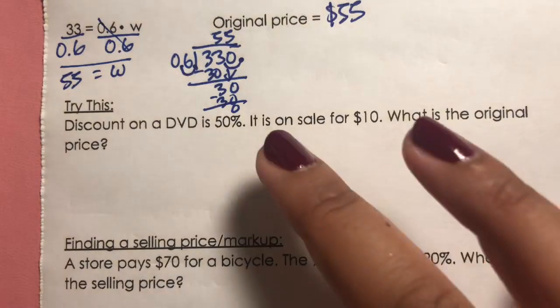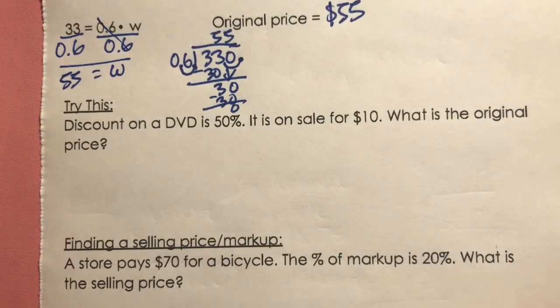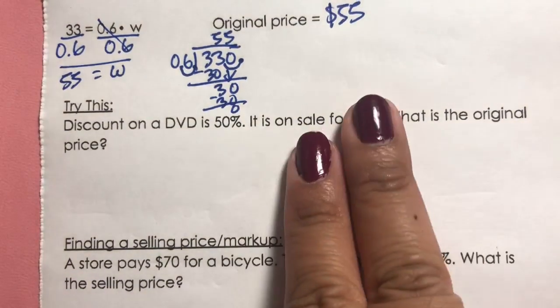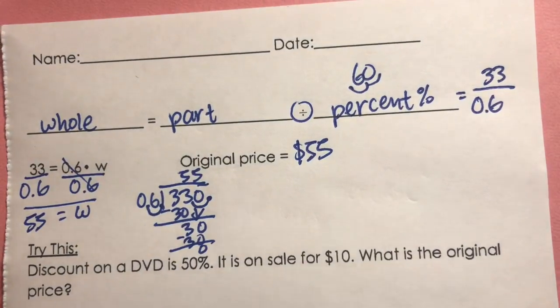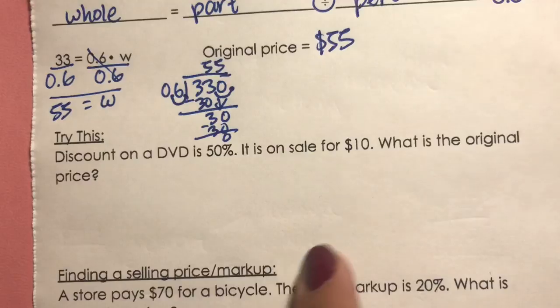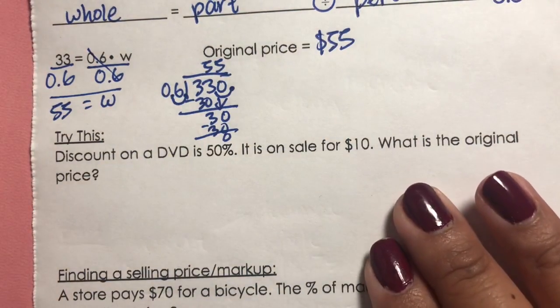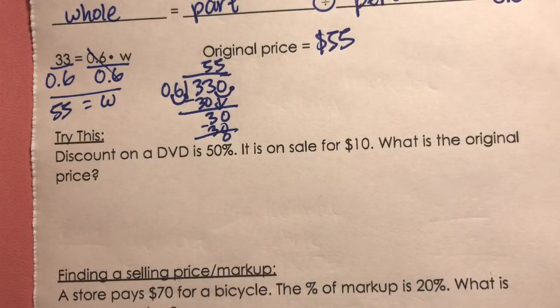So go ahead and try this and attempt it. If you don't understand how to find the original price, look back on this video and look back on this example and just follow the same steps that I did. Then once you've done this try this, move on to the next video. Do not move on to the next video until you've attempted this try this, so I can go around and check your answer and stamp it. But do not wait for me to stamp your answer before moving on to the next video. Once you finish that try this, you're going to move on to the next video. All right?